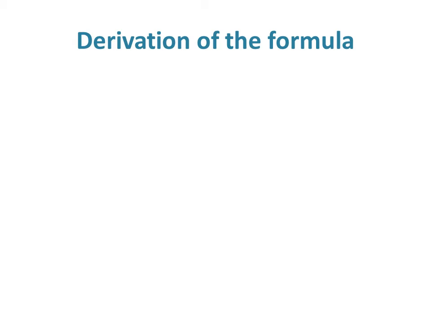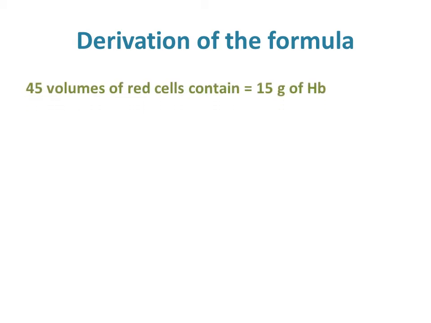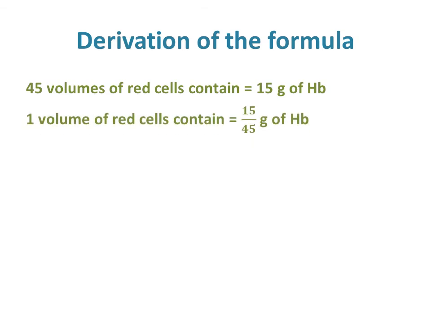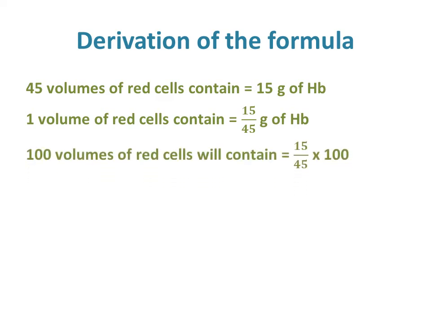Derivation of the formula. 45 volumes of red cells contain 15 grams of hemoglobin. 1 volume of red cell contains 15 by 45 grams of hemoglobin. 100 volumes of red cells will contain 15 by 45 into 100, which is equal to 33.3% of hemoglobin. That is the value of mean corpuscular hemoglobin concentration or MCHC.